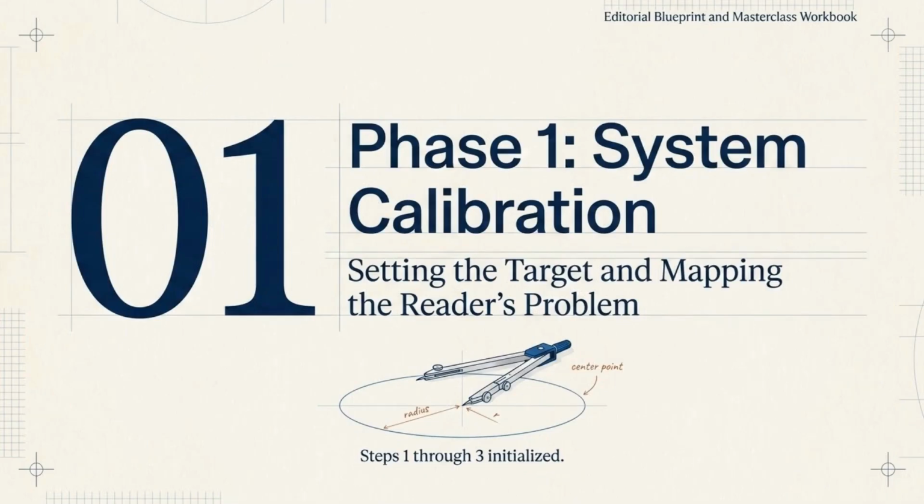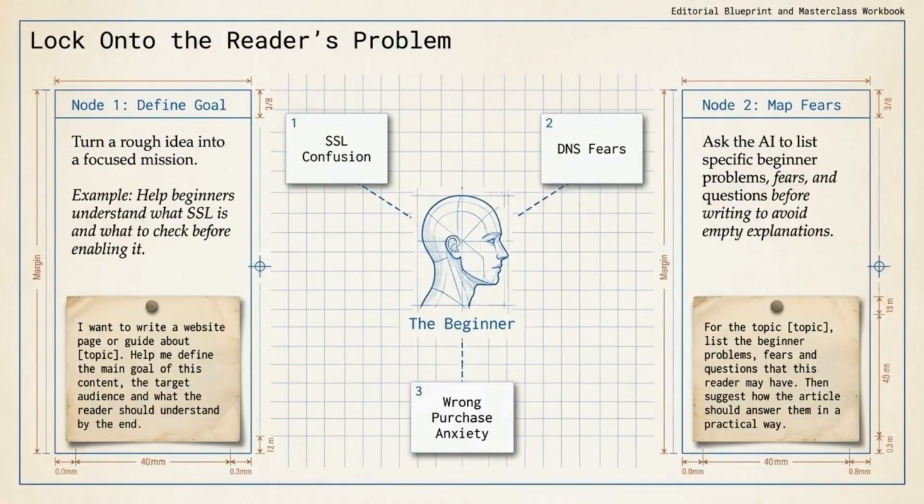Our process begins with Phase 1, System Calibration. In this initial stage, we'll set a clear target for our content and map out the specific problems our reader is facing. First, we lock onto the reader's problem. Use a prompt to define the goal of the article, turning a rough idea into a focused mission. Then, and this is critical, ask the AI to map out the specific fears, problems, and questions a beginner would have on this topic. This prevents empty, generic explanations later.